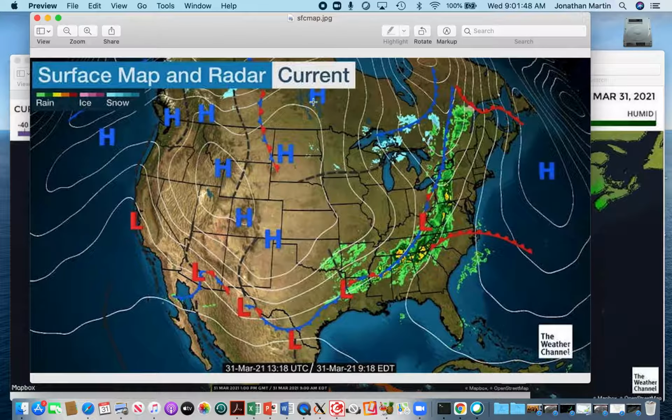That cyclone that was over Lake Winnipeg is now moved off to the east of Hudson Bay, and it's just about off of our map. Trailing to its south is a cold front along which there's considerable precipitation all the way from the Gulf of St. Lawrence down to northern Louisiana. We'll talk about that in a minute.